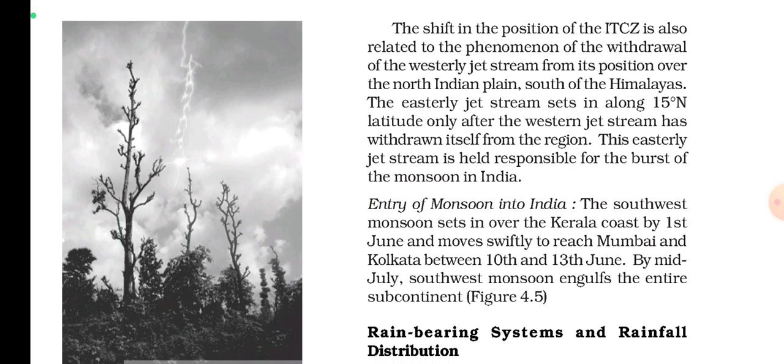The shift in the position of ITCZ is also related to the phenomenon of the withdrawal of the westerly jet stream from its position over the North Indian plain south of the Himalayas. The easterly jet stream sets in along 15 degrees north latitude only after the westerly jet stream has withdrawn itself from the region. The easterly jet stream is held responsible for the burst of the monsoon in India.